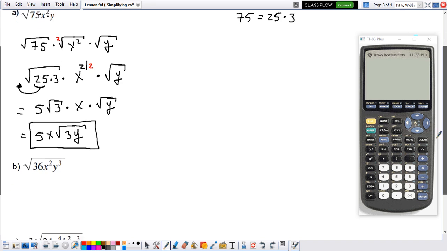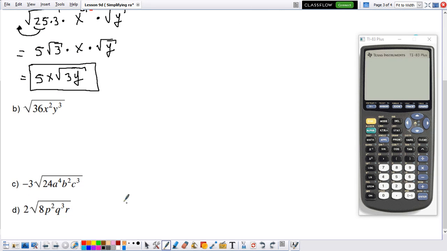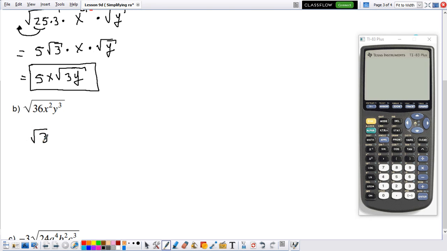Let's look at example B now. Let's take it one problem at a time. So let's see. Again, all you gotta do first is just separate them. So we got the square root of 36 times the square root of x to the second times the square root of y to the third. Excellent. So now let's try to simplify each square root individually.